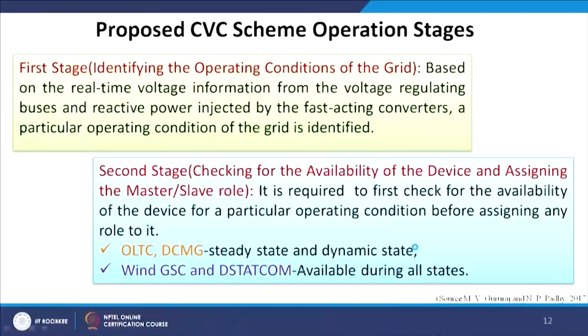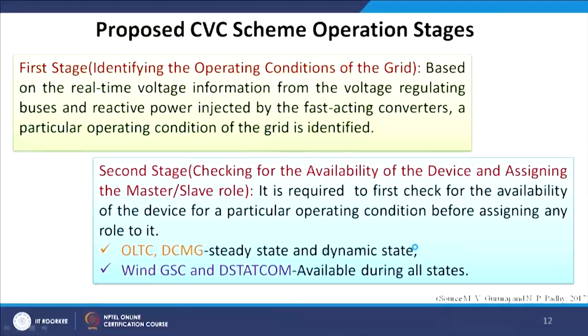And then in the second stage, checking for the availability of the devices and assigning the master and slave roles. So, who will act as a master and who will act as a slave depends upon the fast acting or slow acting devices. It is required to first check for the availability of the device for a particular operating condition before assigning any role to it.